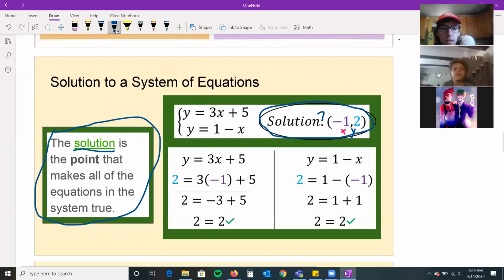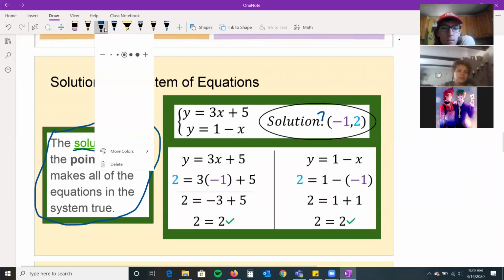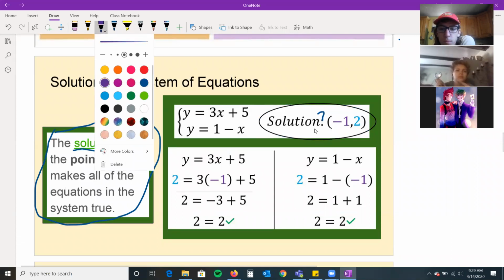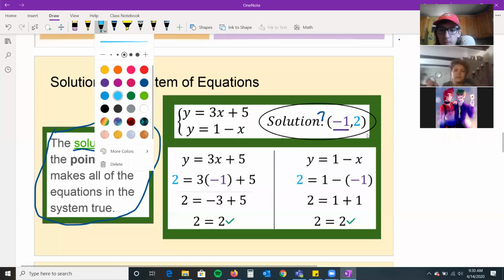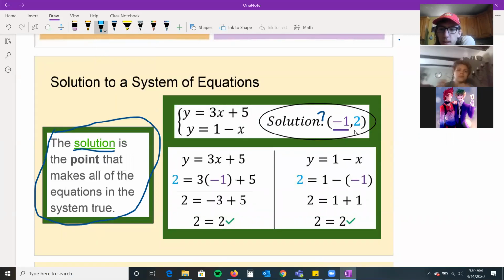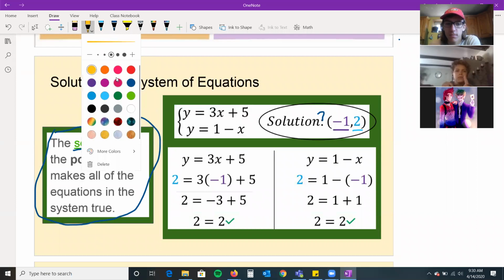I guess I'm not using the right colors. Let me fix that. How about we do the colors that are there? Purple and blue. Okay, so let's substitute these values in. This is how you do it, guys. To find the solution, or to check and see if it is a solution, you plug your values in, or substitute your values in, to your equations.